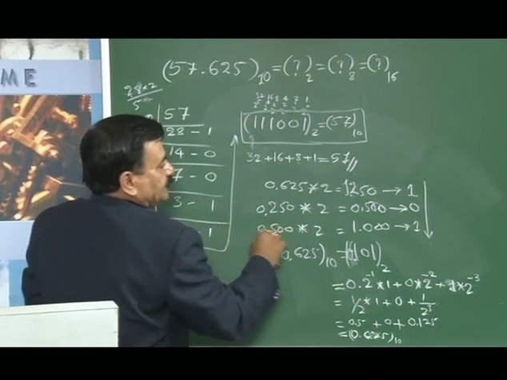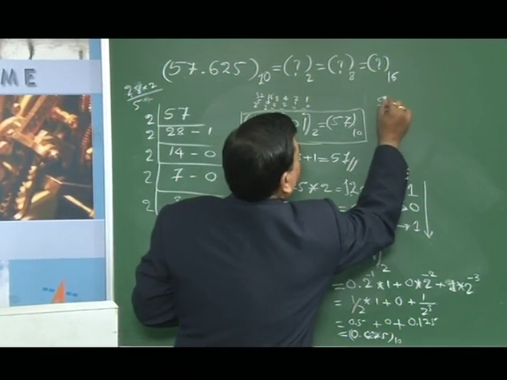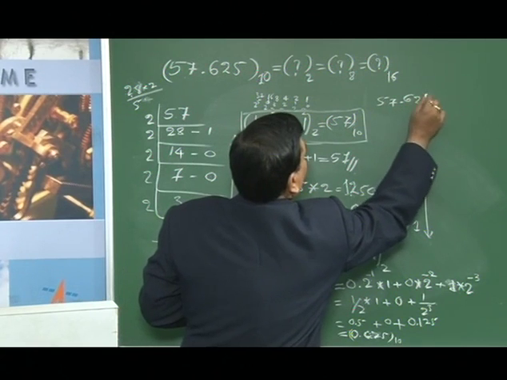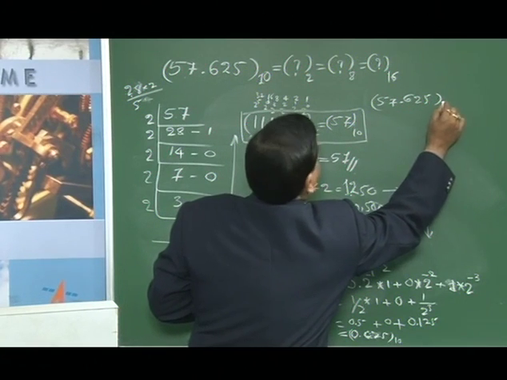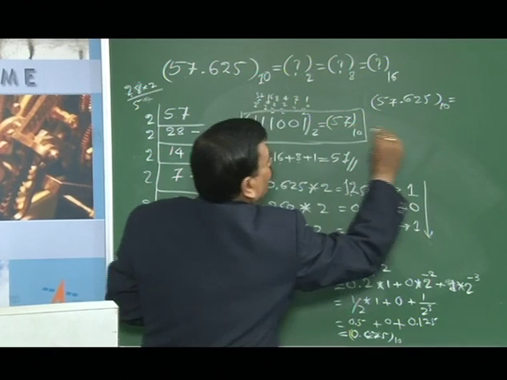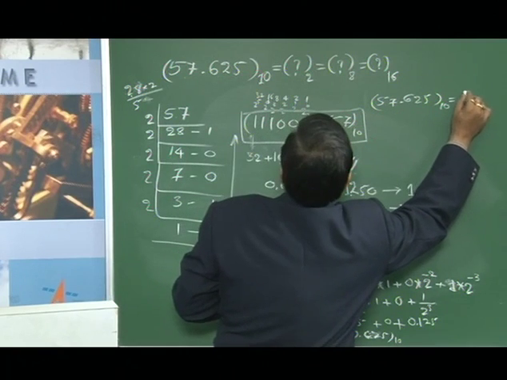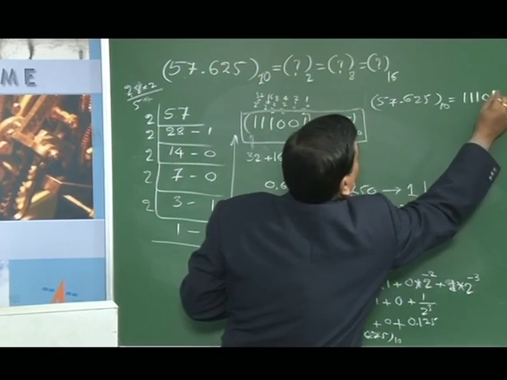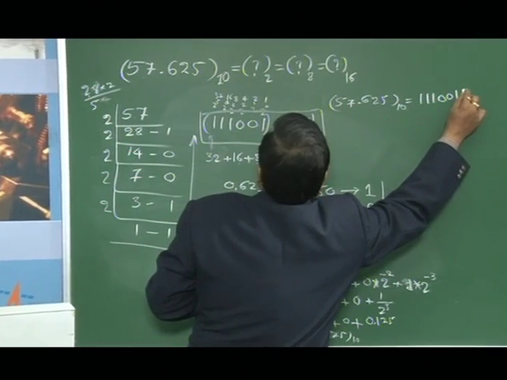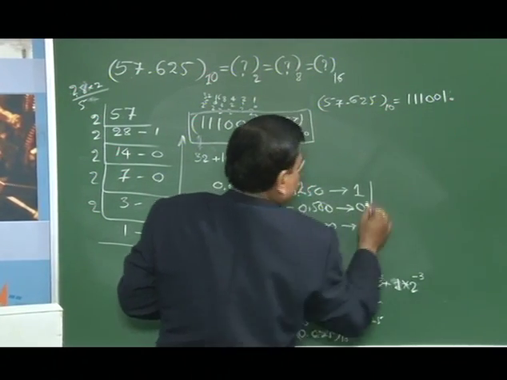Once we get this value, we are going to note it down like this. So 57.625 in decimal, base 10, is equal to 111001.101 in binary.